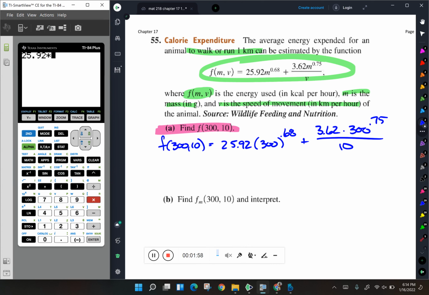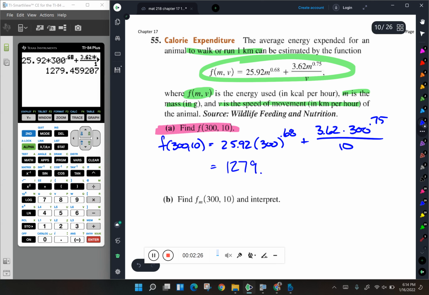So 25.92 times 300 raised to the 0.68 plus the fraction 3.62 times 300 raised to the 0.75 divided by 10. And so that's 1,279. I'm just going to round it to one decimal place, 0.5. And then this is kcal per hour, kilocalories per hour.